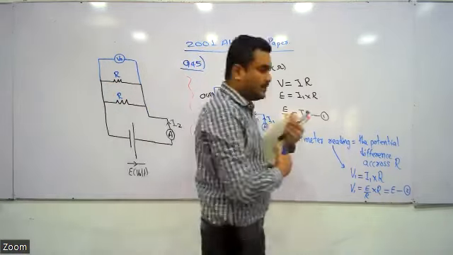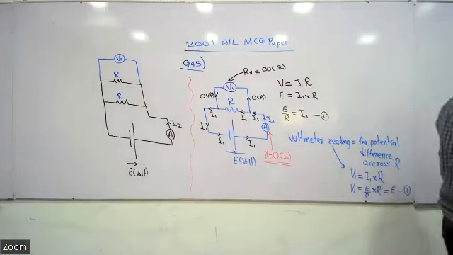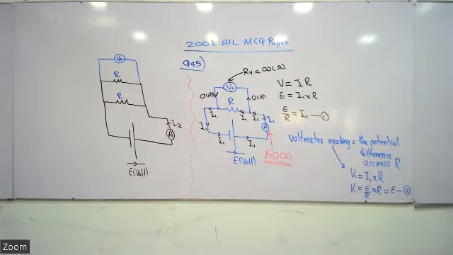Actually, in this question, we are going to find the relationship between I1, I2 and V1, V2. Draw it.